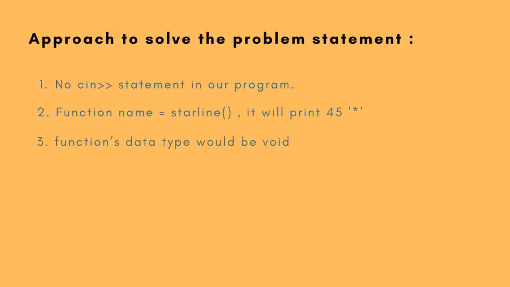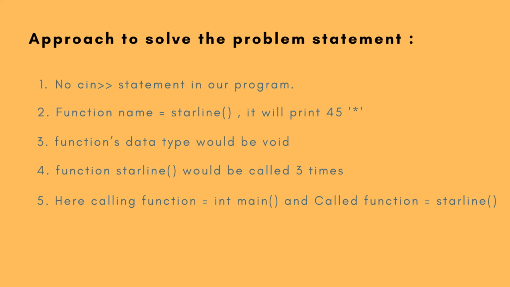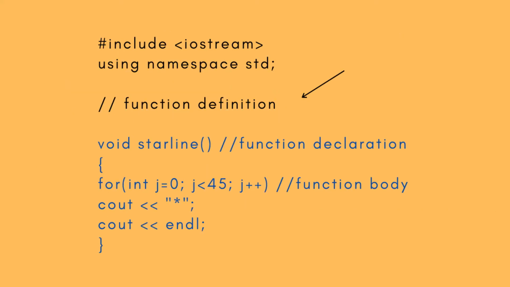Number three, our function's data type would be void because the function starline would not be calculating and returning any value to the calling program. It is simply printing asterisks 45 times. Number four, we will be calling the function starline three times as we can see three different lines of asterisks in the output. Number five, here the calling function is int main and the called or invoked function is starline. So I think we are good to go. Let's see the code snippet now.